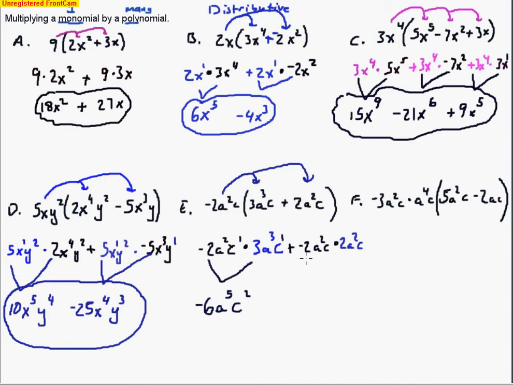Well, in the next part, negative 2 and 2 make a negative 4. And then we count up the a's. You got 2 a's, and 2 a's make 4 a's. Then we count up the c's. You got 1 c and 1 c again. Well, that just makes 2 c's. So there it is. Now again, these are very close. Here we have a to the 5th, c to the 2nd. Here we have a to the 4th, c to the 2nd. Even though the c's are the same, the a's are not, so we cannot combine them.